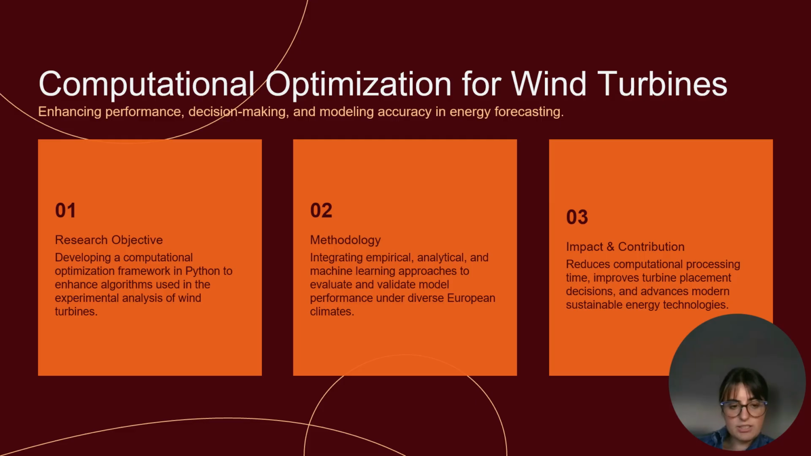Our research objective is to develop an optimization framework. We use Python here to enhance algorithms used in the experimental analysis of wind turbines. The methodology that we are using is integration of empirical, analytical, and machine learning approaches to validate and evaluate the model performance under diverse European climates, meaning we are mostly using countries from Central and Western Europe, and we are comparing them and seeing how the wind production is in all those regions.